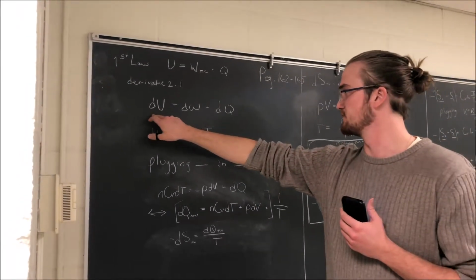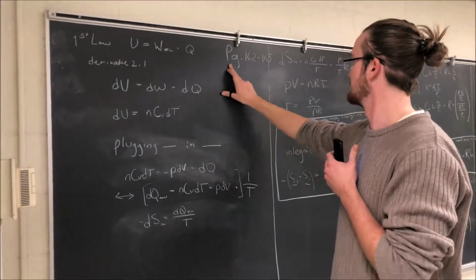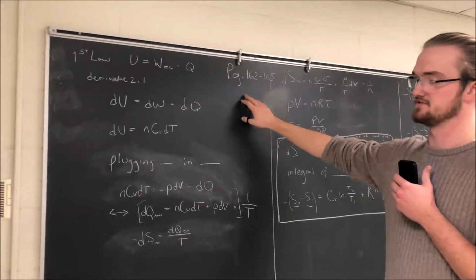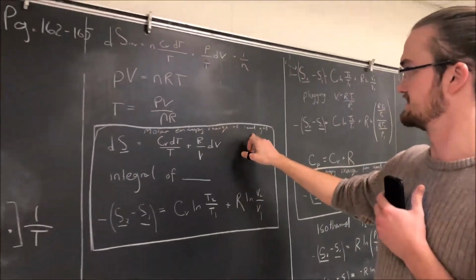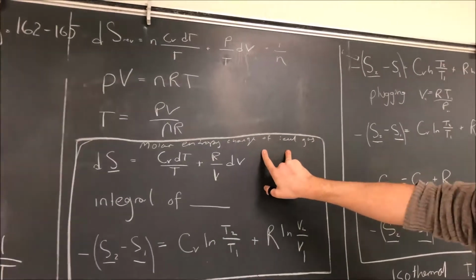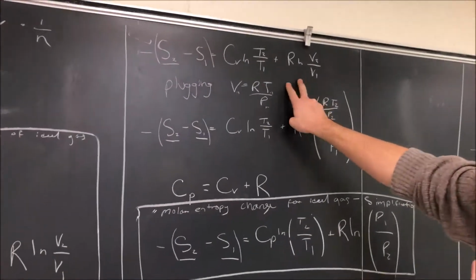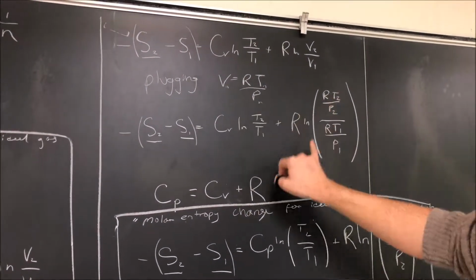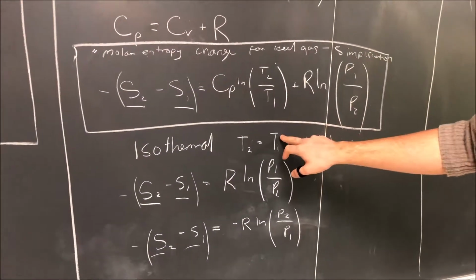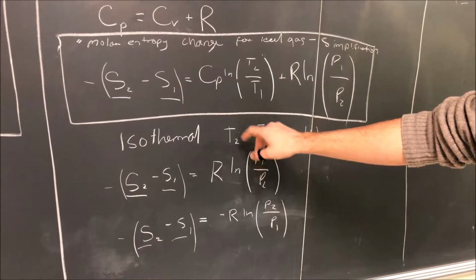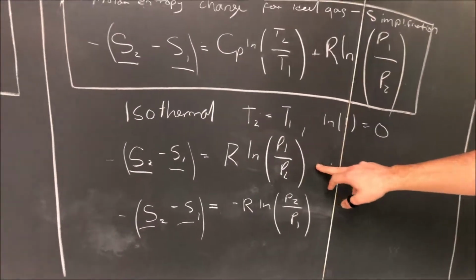To continue the derivation, we want to rewrite dU equals dW plus dQ in terms of entropy and pressure. So following a derivation on pages 162 to 165 of the Thermo book, we arrive at the molar entropy change of an ideal gas, since this is an ideal gas we're working with. We want to switch the value for V, so we apply the ideal gas law, and then we're left with a simplification of the molar entropy change for an ideal gas. Since it's an isothermal system, T2 equals T1, so the first term becomes ln of 1, which is 0, so the first term cancels out.